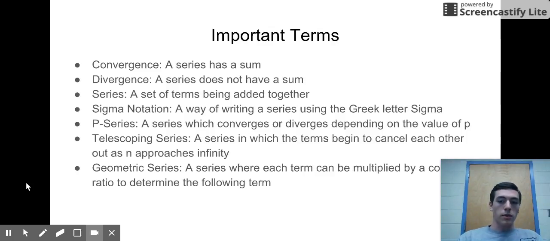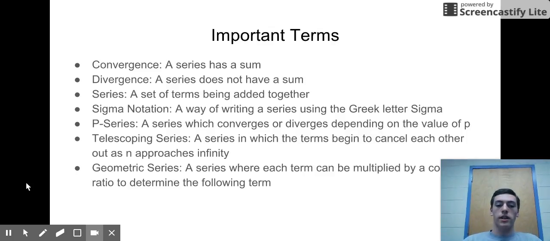And some special types of series, here are three types. The first one is a p-series, a series which converges or diverges depending on the value of p, and I'll clarify that in a couple minutes. A telescoping series, in which the terms eventually begin to cancel each other out as n approaches infinity, and a geometric series, where each term can be multiplied by a common ratio to determine the following term.